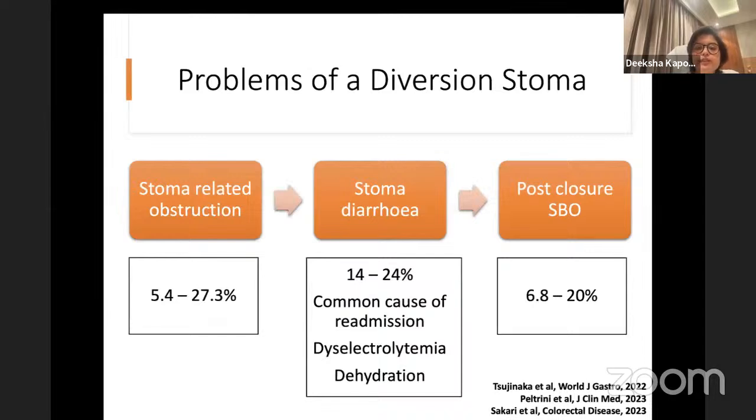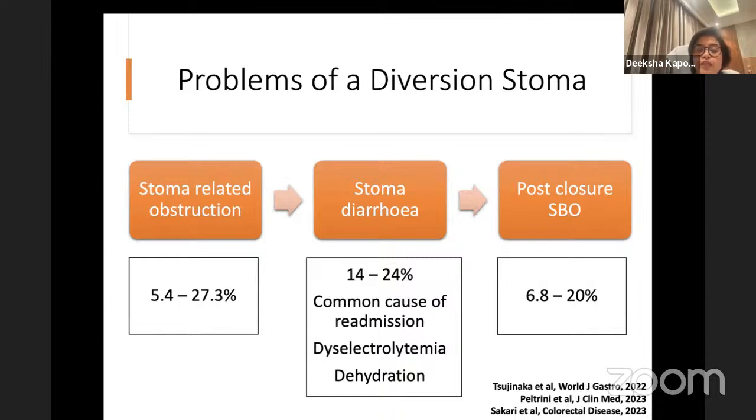There are certain problems with a diversion stoma. Stoma-related obstruction can happen exactly for this reason, that the stoma has not been matured properly. There is a kink proximally, or the proximal limb gets adhered to the anterior abdominal wall, the incidence of which is anything between 6 to 25% reported in various series. Stoma diarrhea is of course perceived to be a little more with a pouch patient than in another setting like an LAR and an ileostomy, simply because we are losing about 40-50 centimeters of bowel furthermore before we are able to mature a diversion.